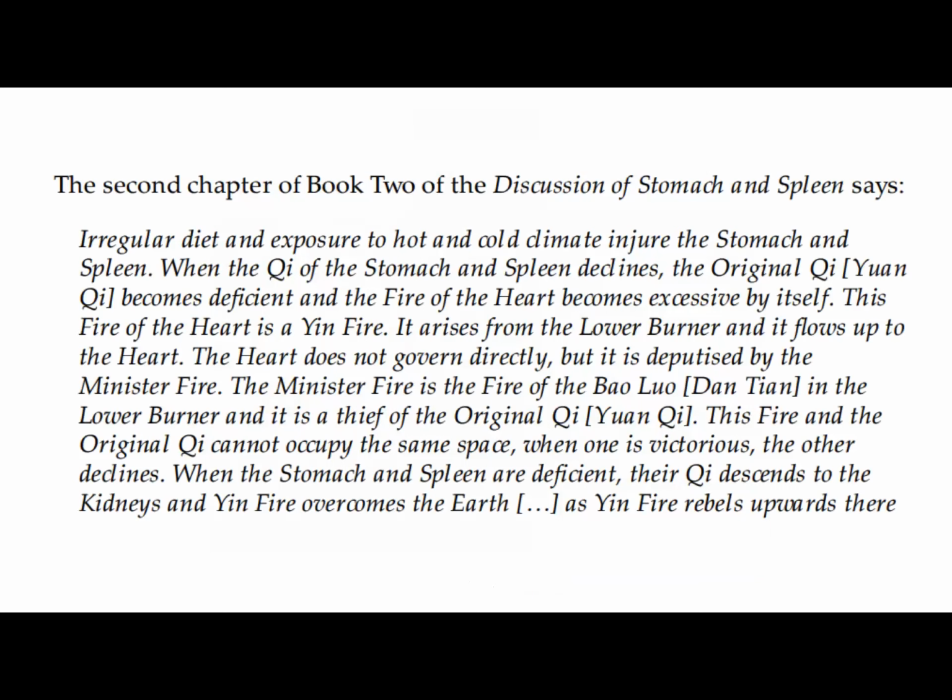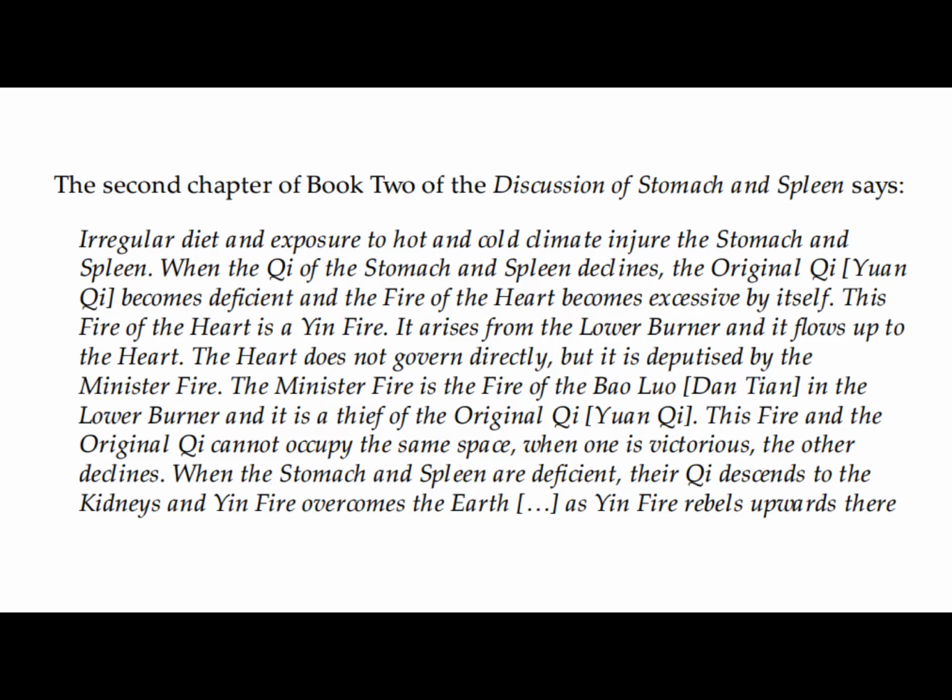The second chapter of Book 2 of the Discussion of Stomach and Spleen says, irregular diet and exposure to hot and cold climate injure the stomach and spleen. When the qi of the stomach and spleen declines, the original qi or the yuan qi becomes deficient. And so the fire of the heart becomes excessive by itself. This fire of the heart is called the yin fire. It arises from the lower burner and it flows up to the heart. The heart does not govern directly, but it is deputized by the minister fire.